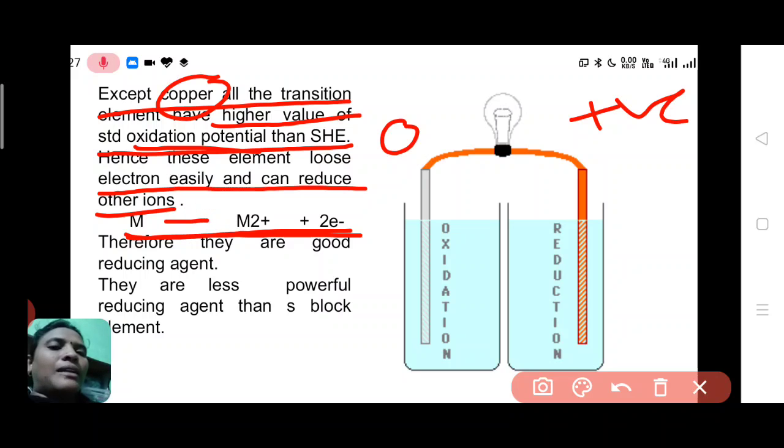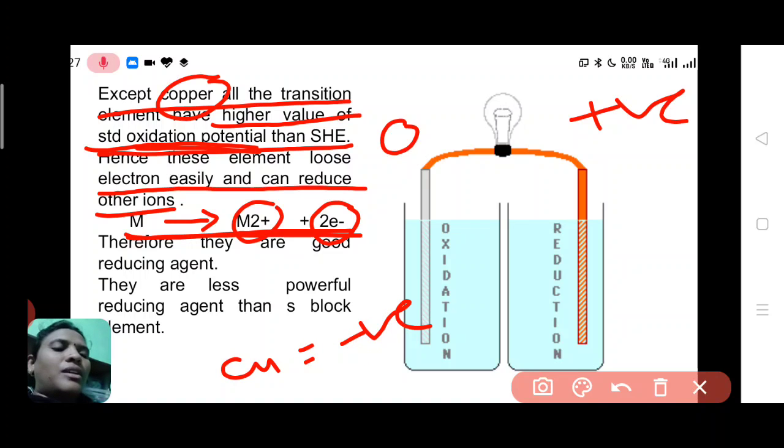When this metal M loses 2 electrons, M acquires a +2 charge. So this is the oxidation reaction. Except copper, all the elements can lose electrons easily, and that's why they show positive oxidation potential, while copper shows negative oxidation potential. Negative oxidation potential means it has less power of oxidation and a high power of reduction. So copper can reduce other elements very easily.